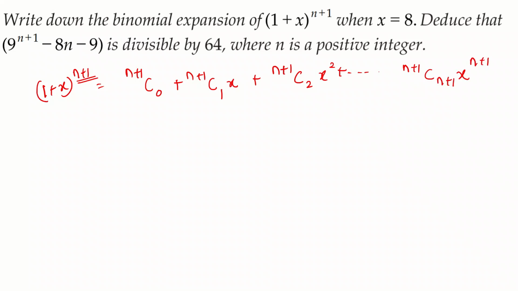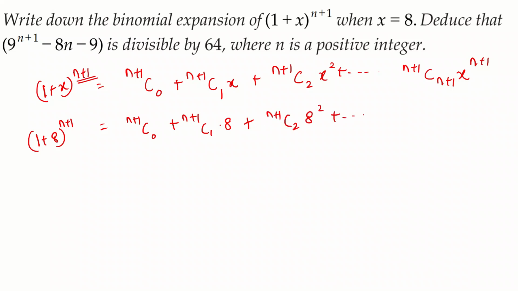The first part is done. The binomial expansion is written now. Now they are asking when x is equal to 8. So just put down in place of x, 8, we get (1+8)^(n+1) is equal to (n+1)C0 plus (n+1)C1 into 8. All I'm doing is just writing down 8 in place of x, then 8 square, all the way up to (n+1)C(n+1) 8 to the power of n+1.